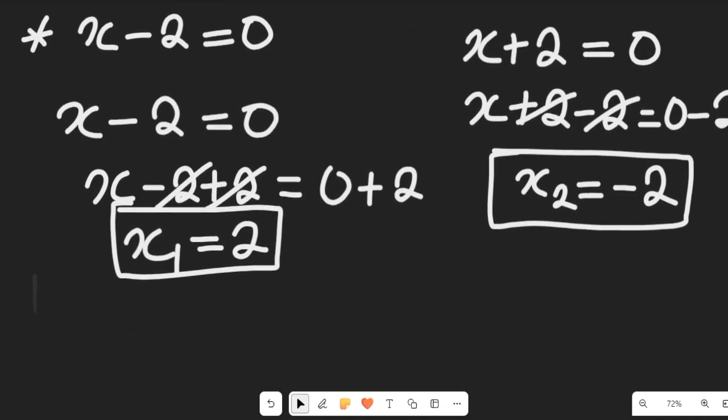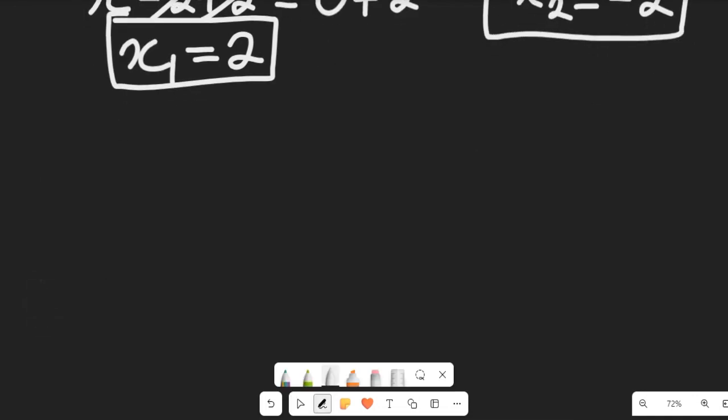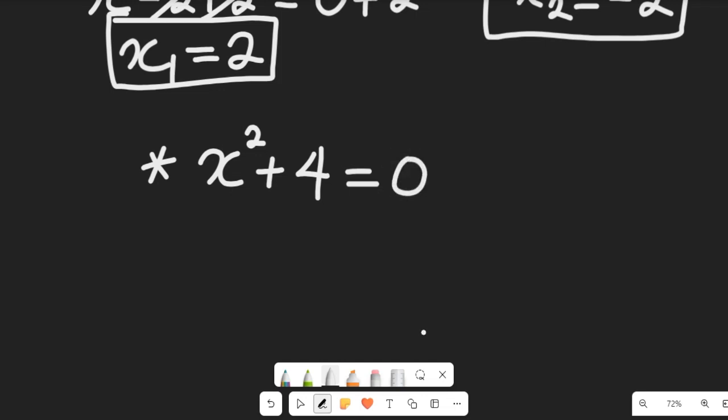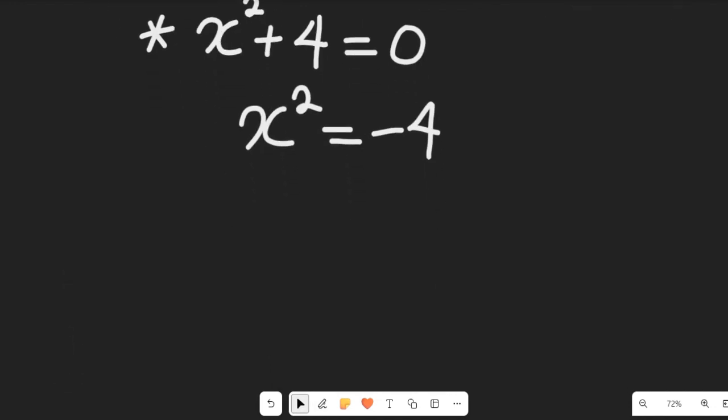Now coming to the first case, we have x squared plus 4 equal to 0. In this case, we are going to subtract 4 from both sides, and then we'll have x squared equal to negative 4. This can be simplified because we can find the square root of both sides.